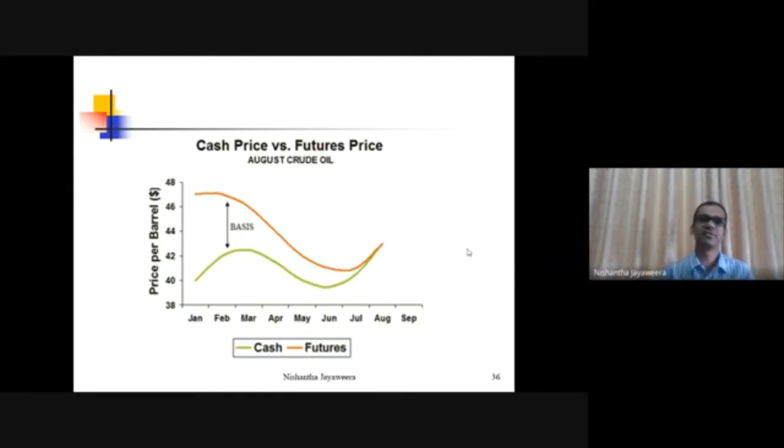But this graph now, I realized it could have been much better. No, sorry, this is showing the price per barrel. No, this is correct. This is not the basis. Basis, yes, correct. So price per barrel, spot price is lower than the futures price. This difference is basis but negative.